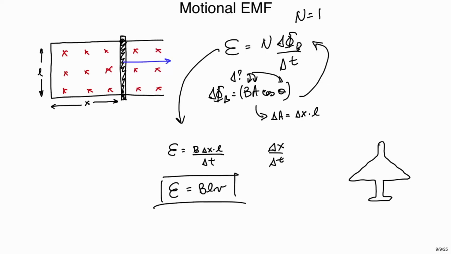So it's going to be moving this way, okay? And it'll be in the northern hemisphere somewhere, so the magnetic field will be pointed in everywhere. So we've got it moving, right? The plane has a wingspan. We'll call that the length of the conductor, okay? And it's moving at speed v.